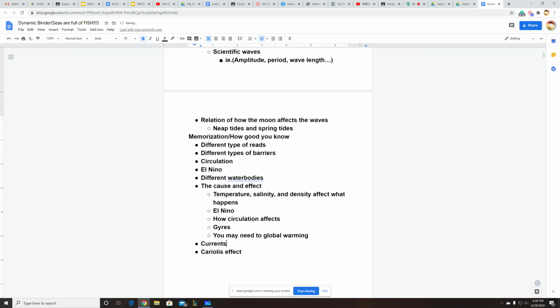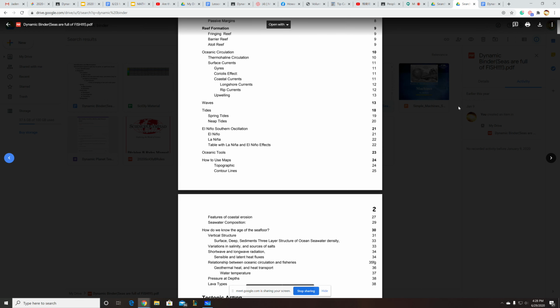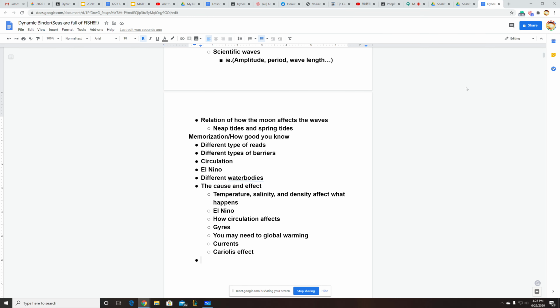effect. Most of these are also actually under cause and effect. Most of this on the El Nino is also kind of under that, but El Nino is also not, because it is a set fact what happened during El Nino. It's just a set fact most of the time. And then oceanic tools.